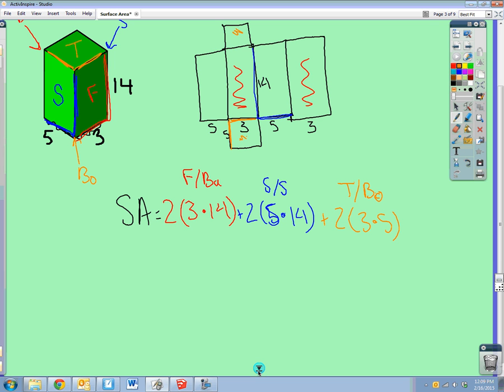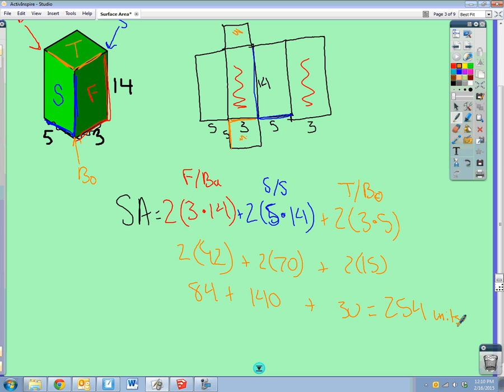So 3 times 14 is 42. Times 2, we got 84. 5 times 14 is going to give me 70. Times 2 is going to give me 140. 3 times 5 is 15. Times 2 is going to give me 30. If I add all of those together, I get, what, 170, 150, 254? Double check my mental math there, but I'm pretty sure, and you'll let me know, please, 254.